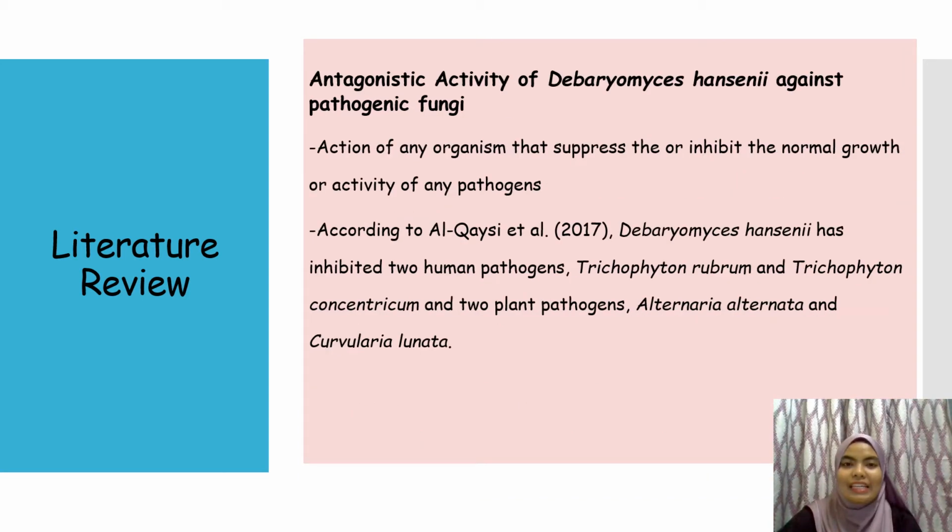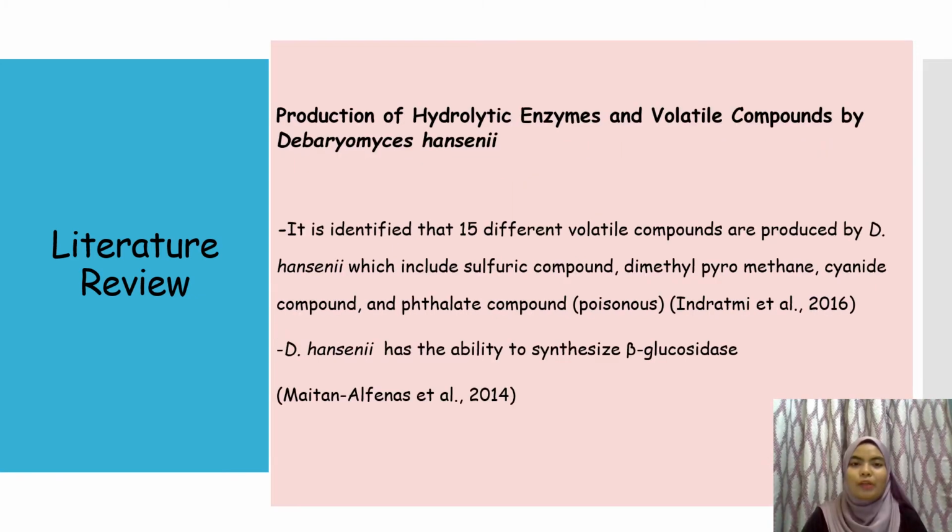Antagonistic activity is the action of suppressing or inhibiting the growth of pathogens. It is reported that the Debaryomyces hansenii have the ability to suppress and inhibit the growth of human pathogens and plant pathogens. For the production of hydrolytic enzyme and volatile compound, it is identified that 15 different volatile compounds are produced by Debaryomyces hansenii, and it is also reported that it has the ability to synthesize beta-glucosidase.